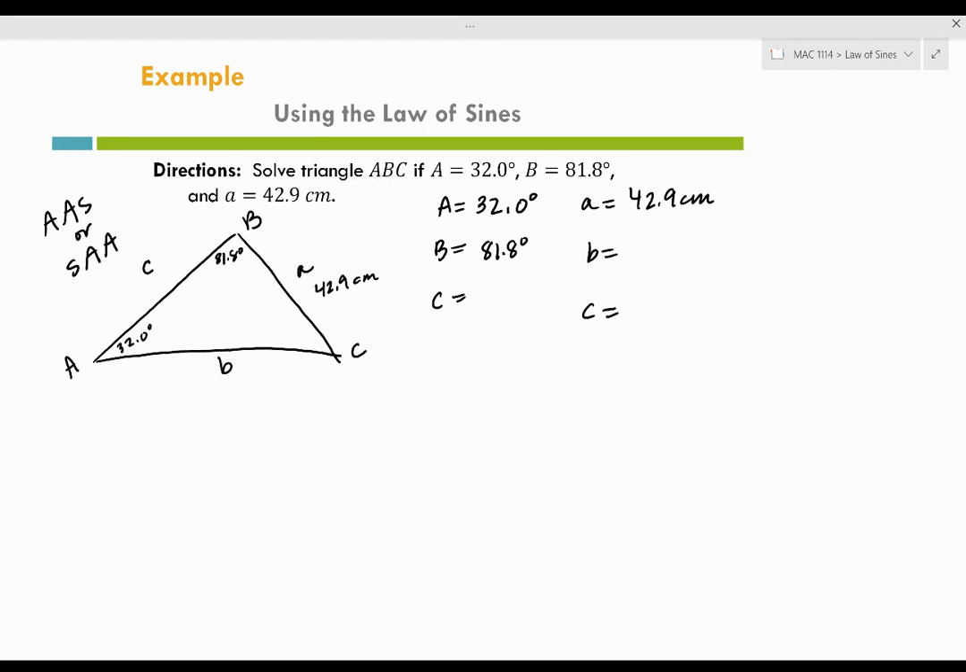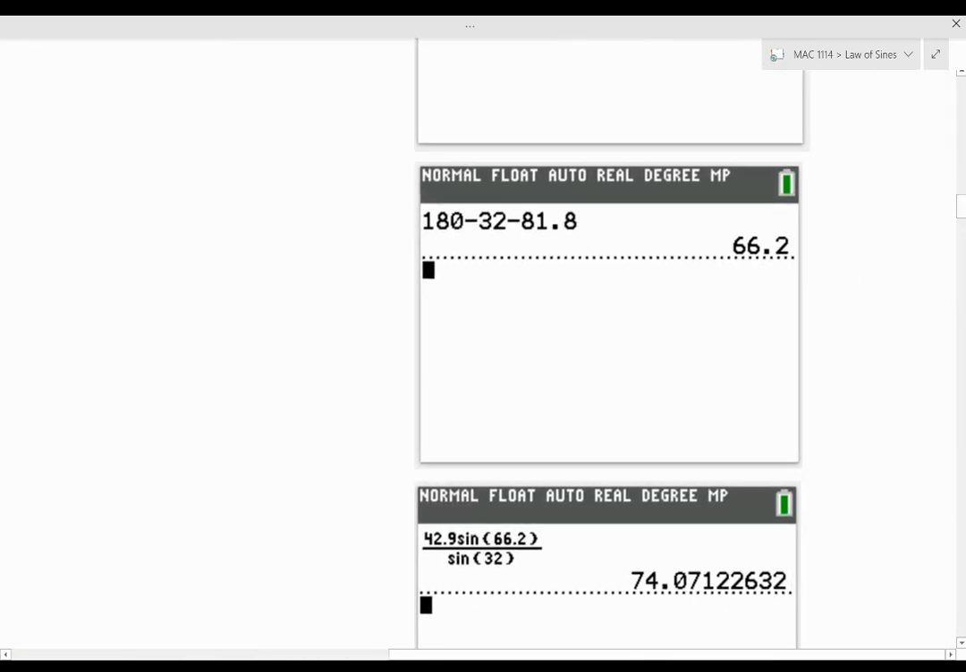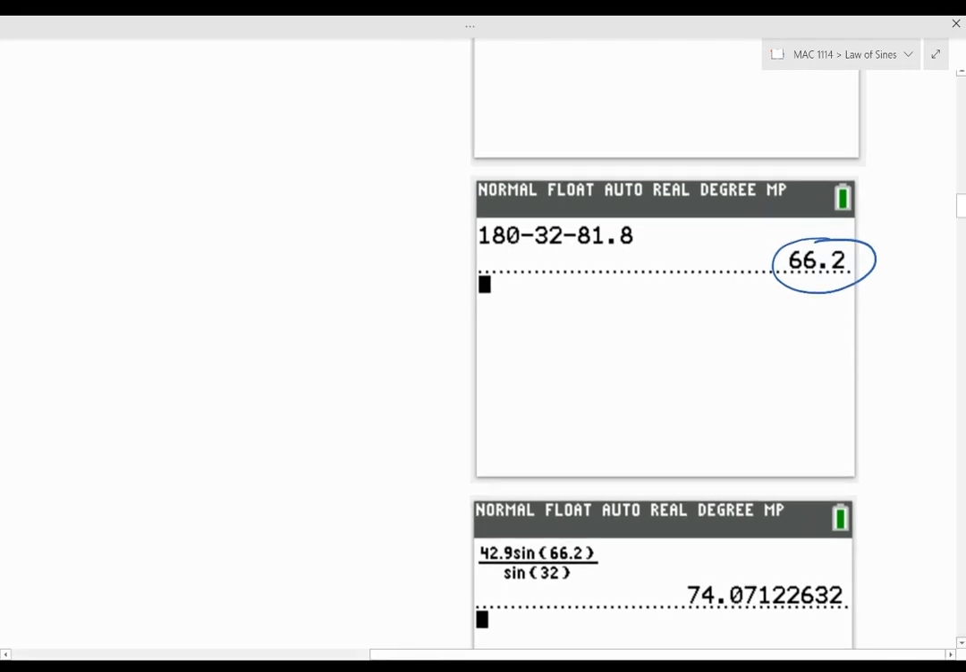So I'm going to find angle C first. Angle C is the easiest to find because I already know that all three angles of a triangle have to sum to 180. So I can take 180 minus the two angles that I've already been given: 180 minus 32 degrees minus 81.8 degrees. When I put that in my calculator, I should get 66.2 degrees. Make sure your calculator's in degrees when you're doing all of these calculations. We won't be using radians, so just make sure you have it in the right mode.